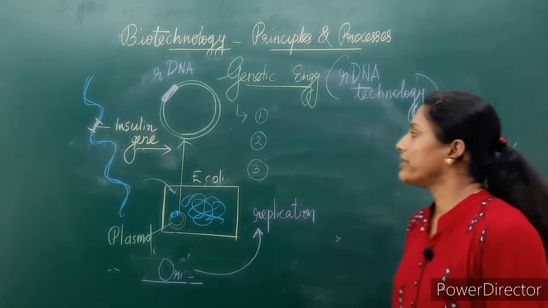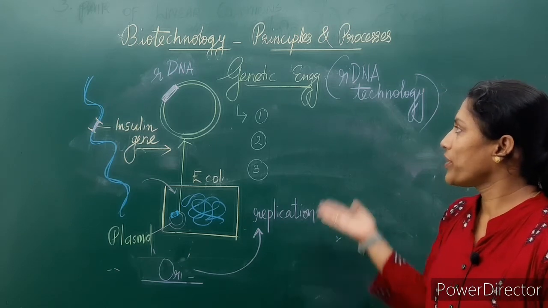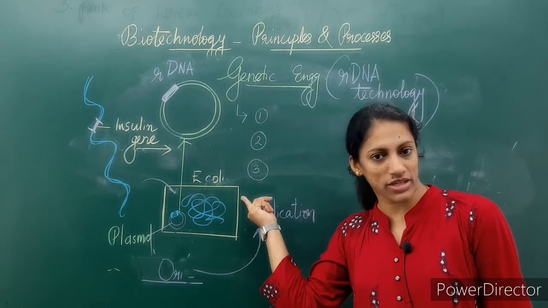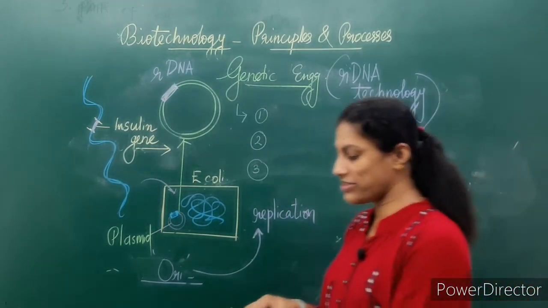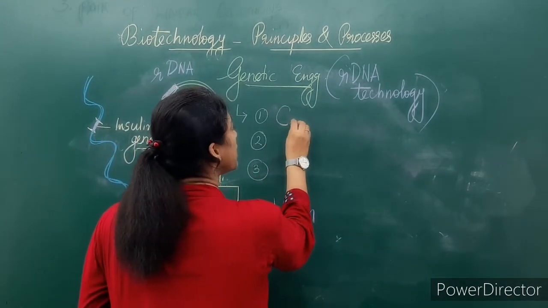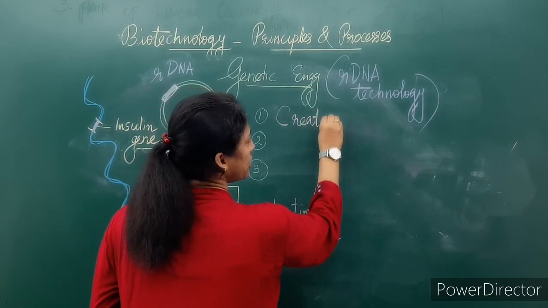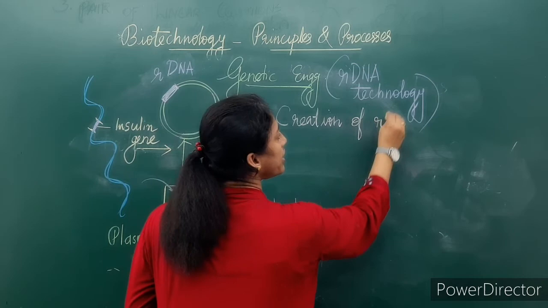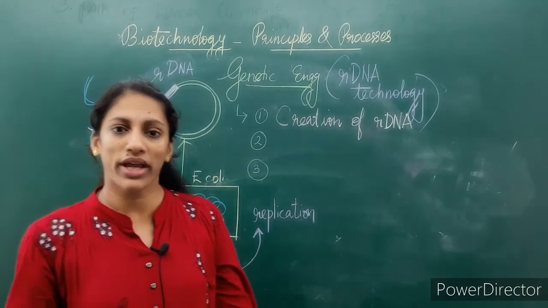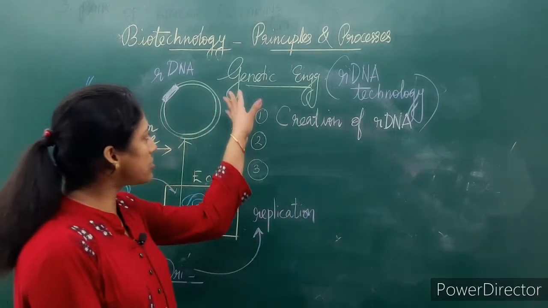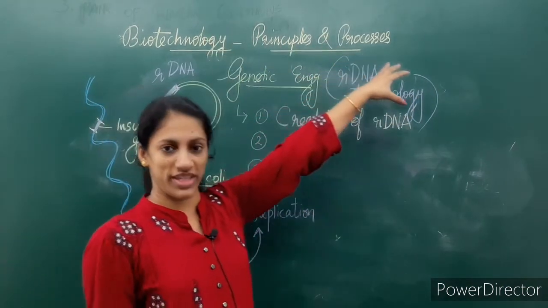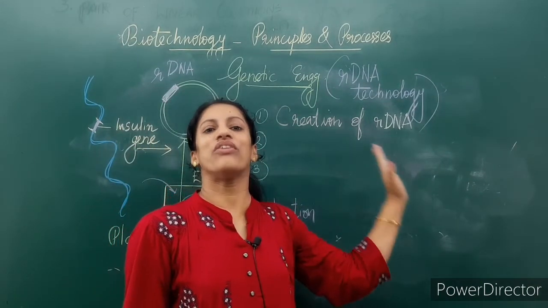Right. Okay. Then just listen. We are coming to the main steps in rDNA technology. The first step is creation of, production. Creation of what? rDNA. Genetic engineering mainly deals with production of rDNA. The first step or the main step in rDNA technology is creation or the production of rDNA.